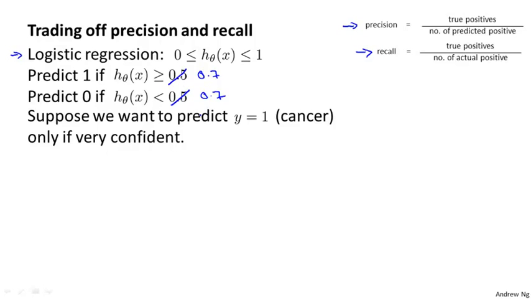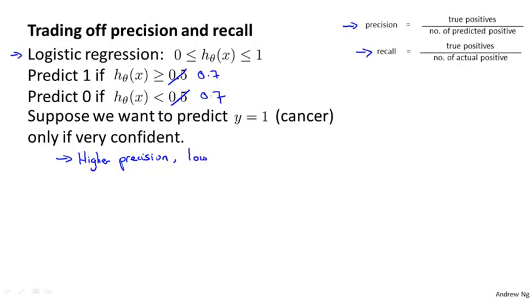So this is like saying we'll tell someone they have cancer only if we think there's a greater than or equal to 70% chance that they have cancer. And if you do this, then you're predicting someone has cancer only when you're more confident. And so you end up with a classifier that has higher precision, because all the patients that you're going to say, we think you have cancer, are now ones that you're pretty confident actually have cancer. And so a higher fraction of the patients that you predict have cancer will actually turn out to have cancer, because we're making those predictions only if we're pretty confident.